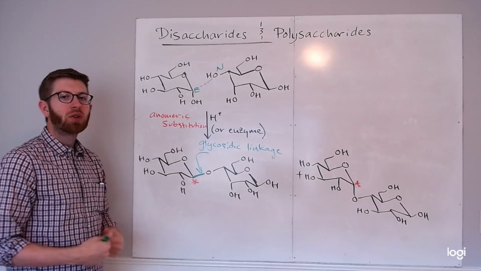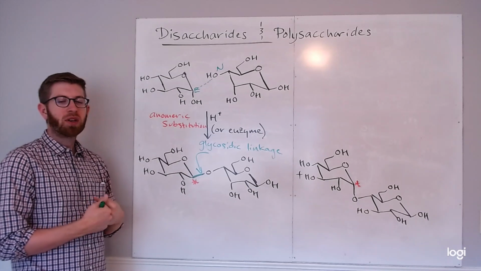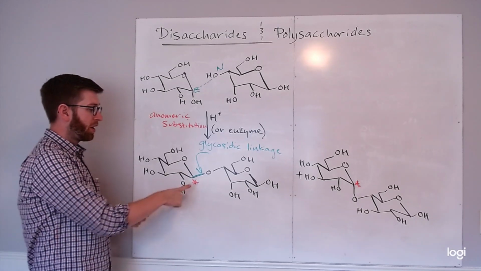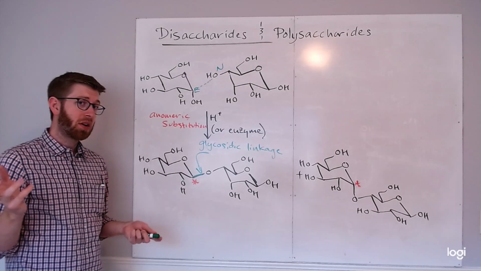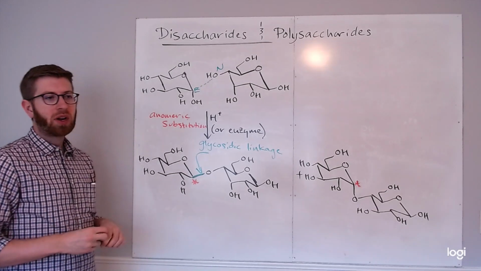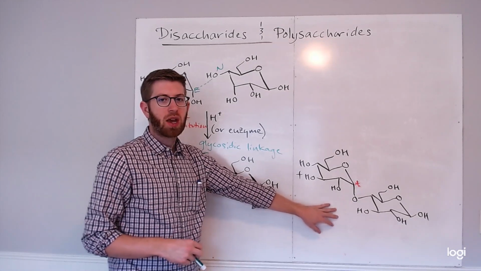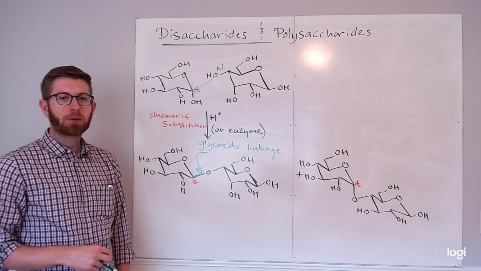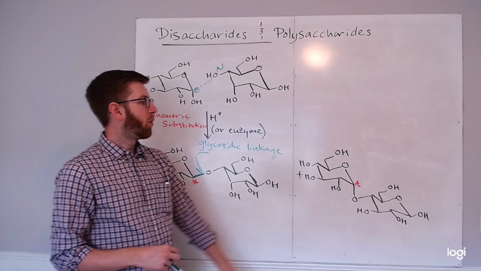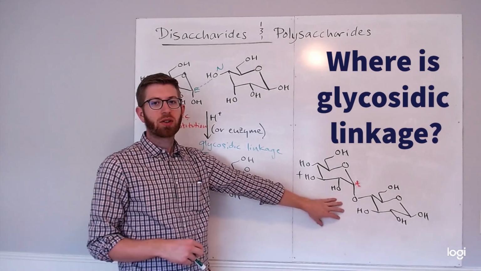So just to make sure that you can spot these linkages, which turn out to be quite important since they're attached to the magic center, I'm going to ask you to find the glycosidic linkage in this structure here, in the anomer of the product. So go ahead and pause your video. Where is the glycosidic linkage in this structure?